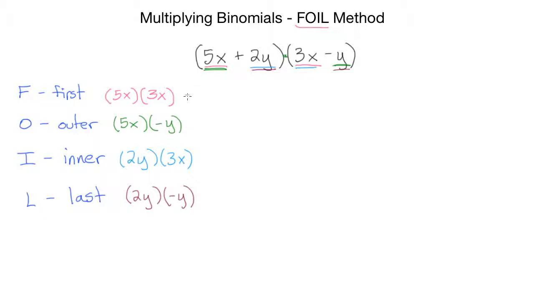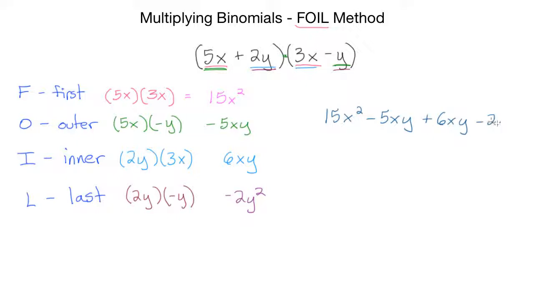5x times 3x is going to equal 15x squared. 5x times negative y is going to be negative 5xy. 2y times 3x is going to be 6xy. And 2y times negative y is going to be negative 2y squared. All right, let's put this all together and see what we've got. I'm going to end up with 15x squared minus 5xy plus 6xy minus 2y squared.